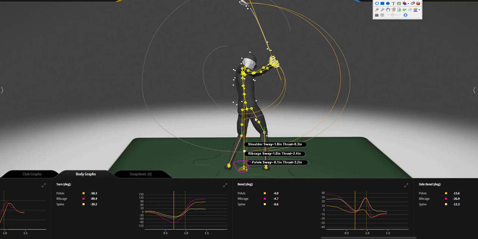So it's really interesting. So when you see a YouTube video, just because you look like you've got a flat shoulder turn, it doesn't necessarily mean that you need more tilt and turn.